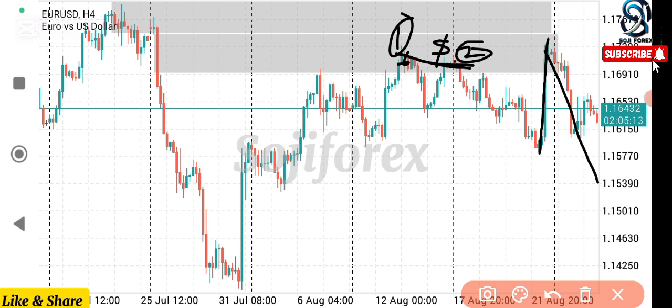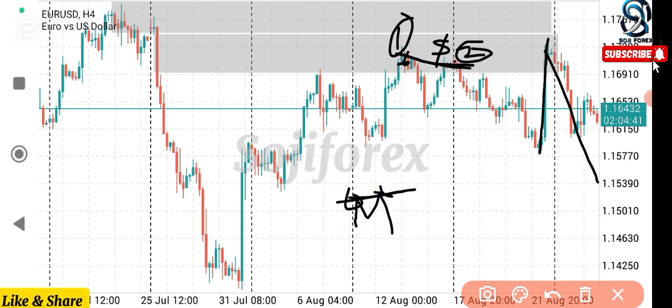Even if price is going to sell, they will always do what? Throw a wick to take away that liquidity before they will go in the original direction. And that is why every double top you see most times is always trapped. They are liquidity zones.